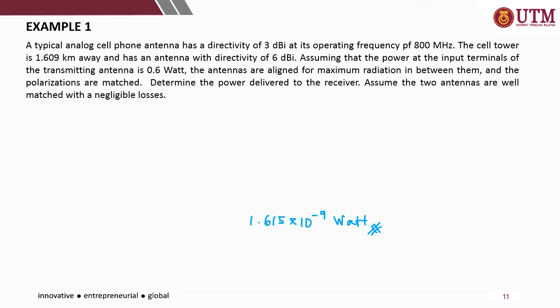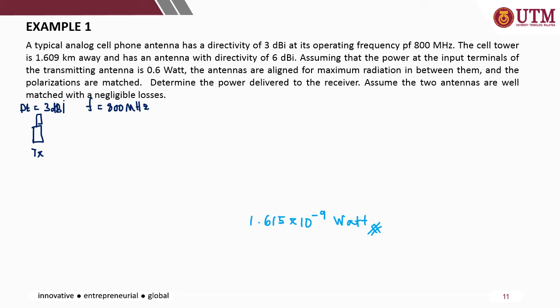Okay, let's look at an example. A typical analog cell phone antenna has a directivity of 3 dBi at its operating frequency of 800 MHz. The cell tower is 1.609 km away and has an antenna with directivity of 6 dBi. So we have a cell phone here, the transmitter, with directivity of 3 dBi, so DT is 3 dBi, and its operating frequency is 800 MHz, so f is 800.